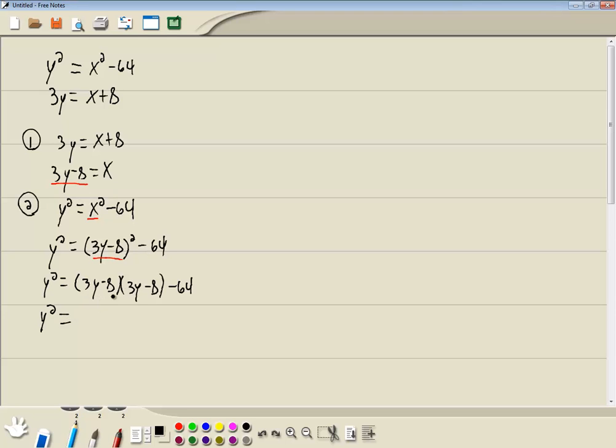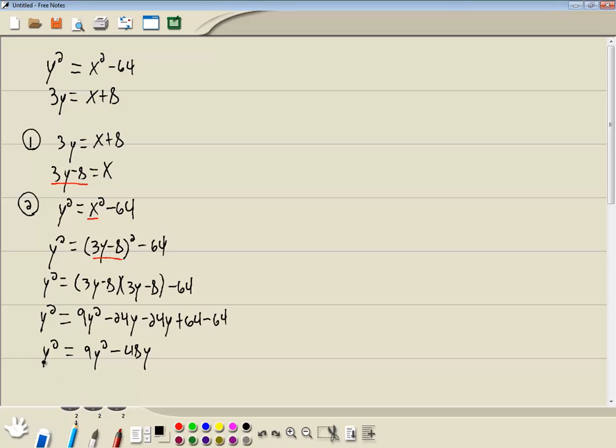FOIL those. 3y times 3y is 9y squared. 3y times negative 8 is negative 24y. Negative 8 times 3y is negative 24y. Negative 8 times negative 8 is 64, minus 64. So we've got y squared is equal to 9y squared minus, combining like terms, negative 24y and negative 24y is negative 48y. And 64 minus 64 drops away.